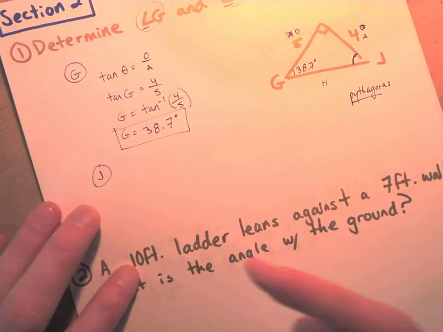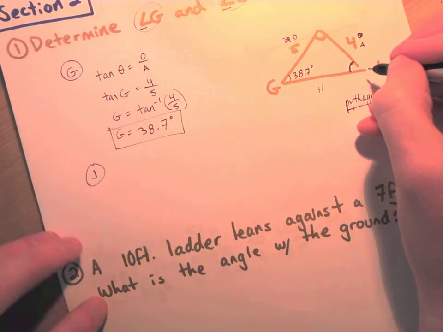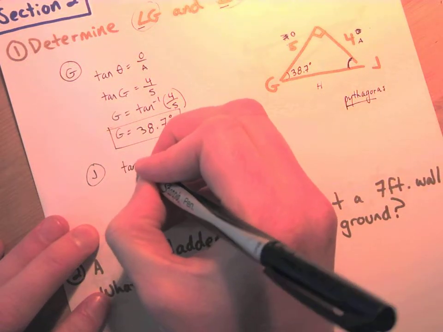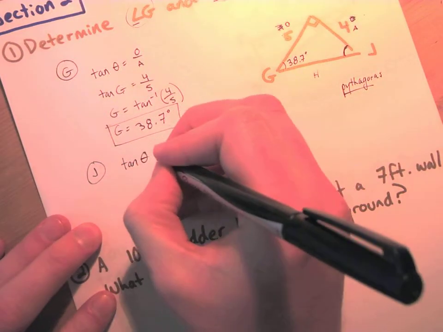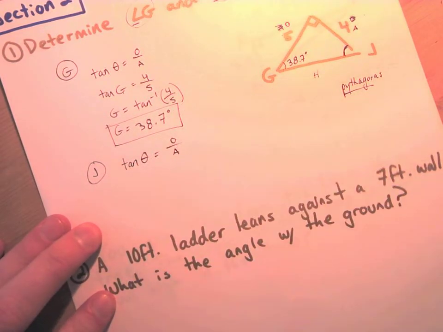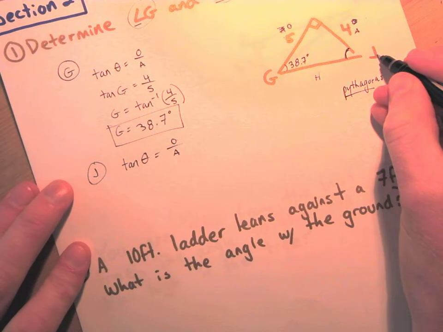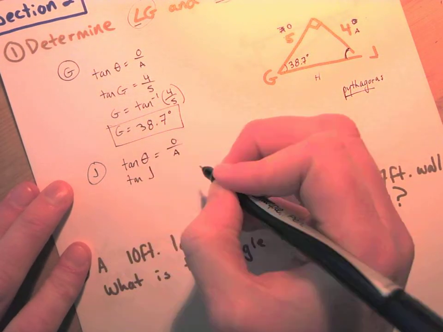But it changes depending on what angle you are looking at or choosing. So here, now it's still O and A, so we know we're still doing a tan. Okay? And now we have tan theta is O over A. So it's really the same procedure. Something's a little switched though. Theta this time is J, so I'm going to go tan of J.